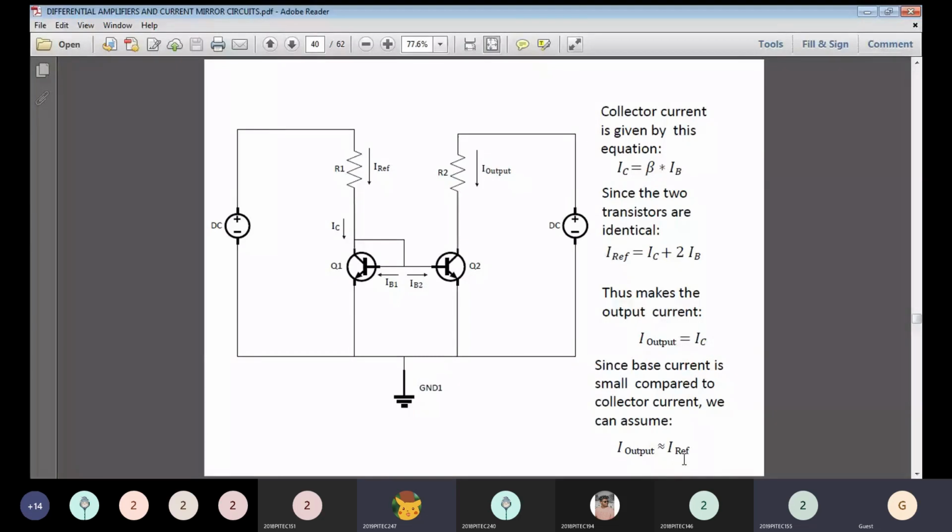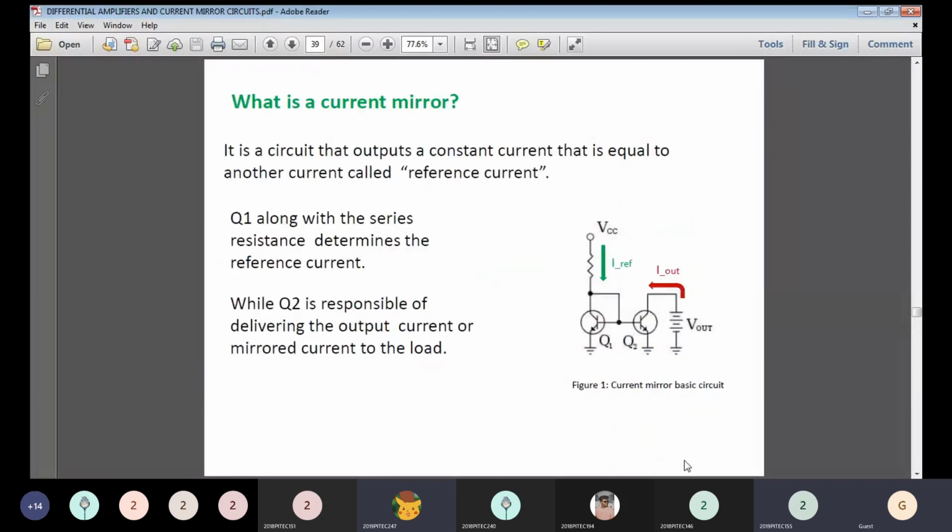So from the current mirror circuit, the output current and reference current are equal. This is mentioned here in the definition. From the definition, we can understand that our reference current is equal to our output current. The output current is nothing but our collector current, and that collector current is always a constant value of output. So from this, we can understand the current mirror circuit.